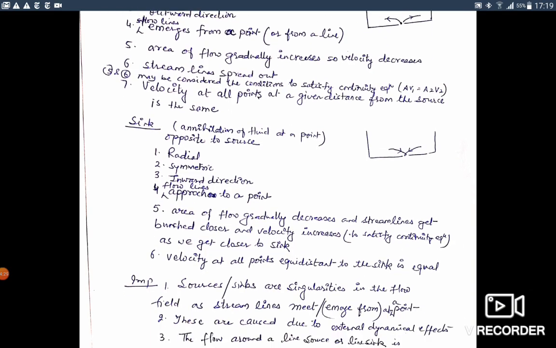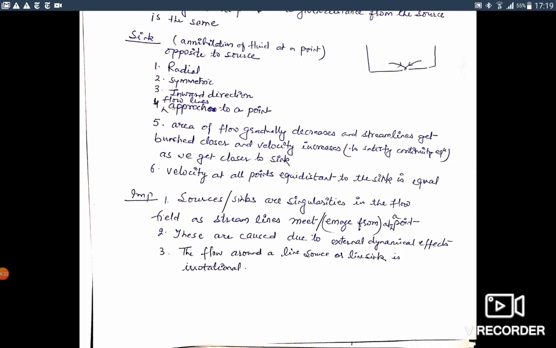So if I talk about sink, same, it is radial, it is symmetrical. Inward direction, flow lines approach a point, and area of flow gradually decreases, therefore the velocity gradually increases. Streamlines get bunched closer and velocity increases. You see, all streamlines try to come to a single point, so they converge to a point, and so velocity increases to a large extent. And velocity at all points equidistant from the sink is equal. The point is the same as we discussed for the source.